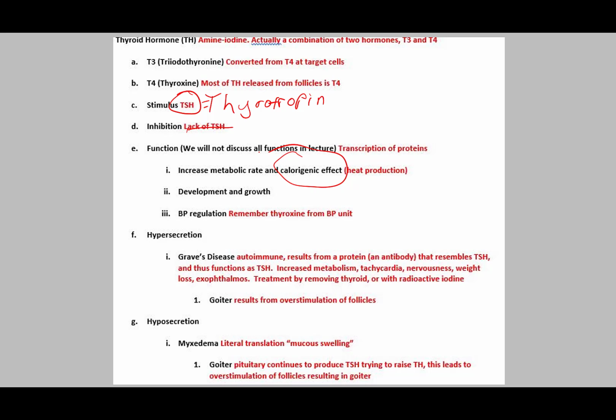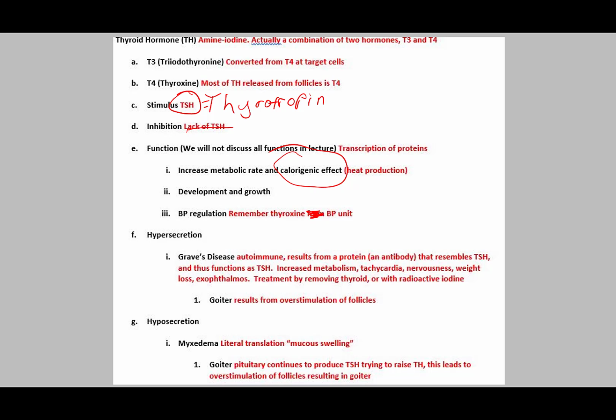And the third thing is blood pressure regulation. So I say remember thyroxine from the BP unit, but that was because we used to do this chapter last. So I will instead say remember thyroxine when we get to the BP unit, blood pressure. When we get to the heart and the blood vessels, and we're talking about blood pressure, we will talk a lot about thyroxine because thyroxine regulates blood pressure. So those are the functions. There's a lot of functions, but we can categorize them as increased metabolic rate, growth and development, blood pressure regulation.